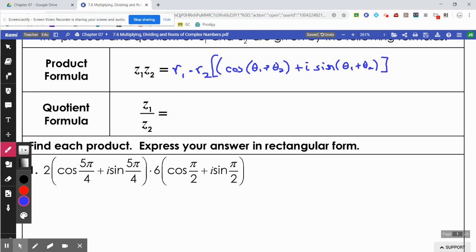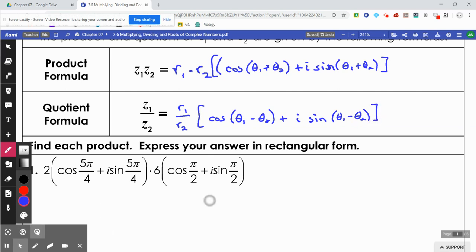So if that's what you do when you multiply, then to divide, you're going to do something very similar. You're going to divide the two moduli, and then you're going to take the two angles, or the arguments, and subtract them. So theta 1 minus theta 2, and then plus i sine of theta 1 minus theta 2, and that's it. So let's do some examples.